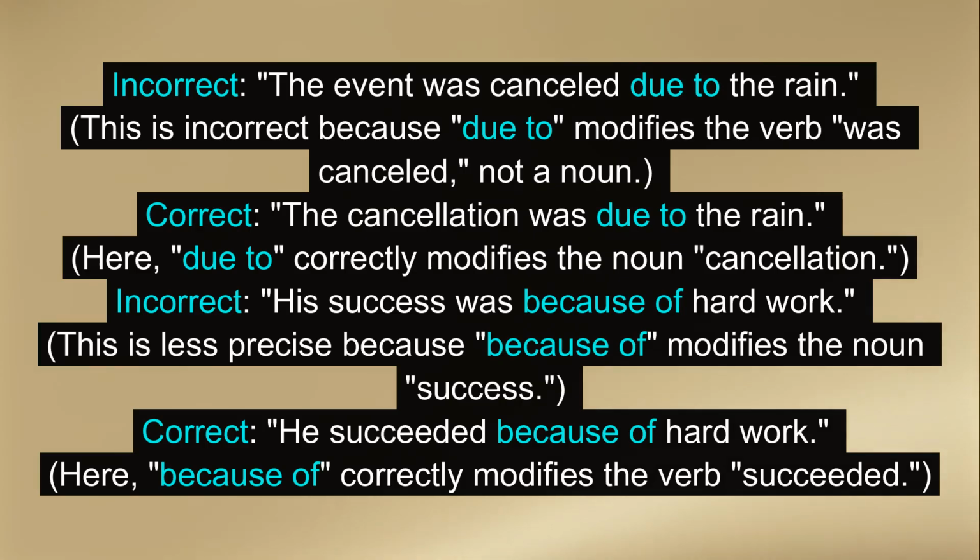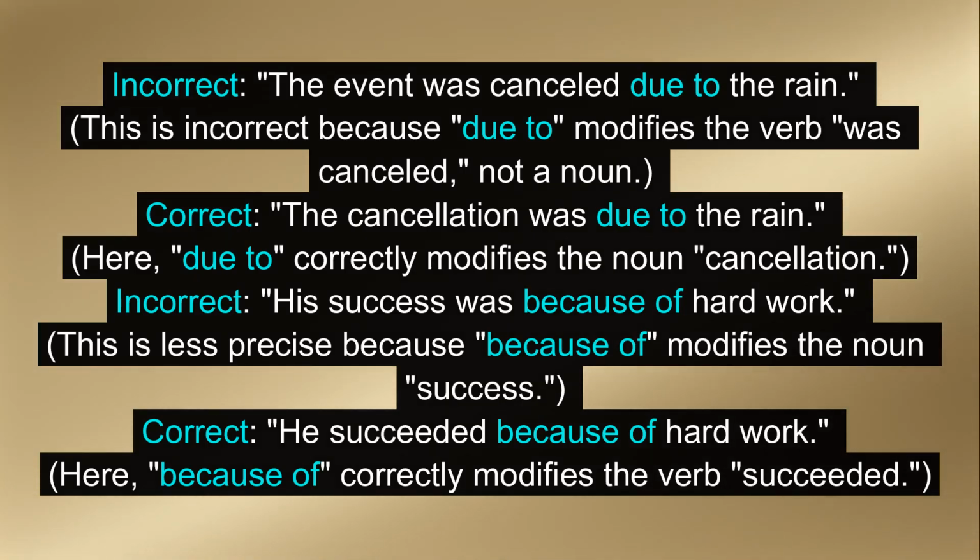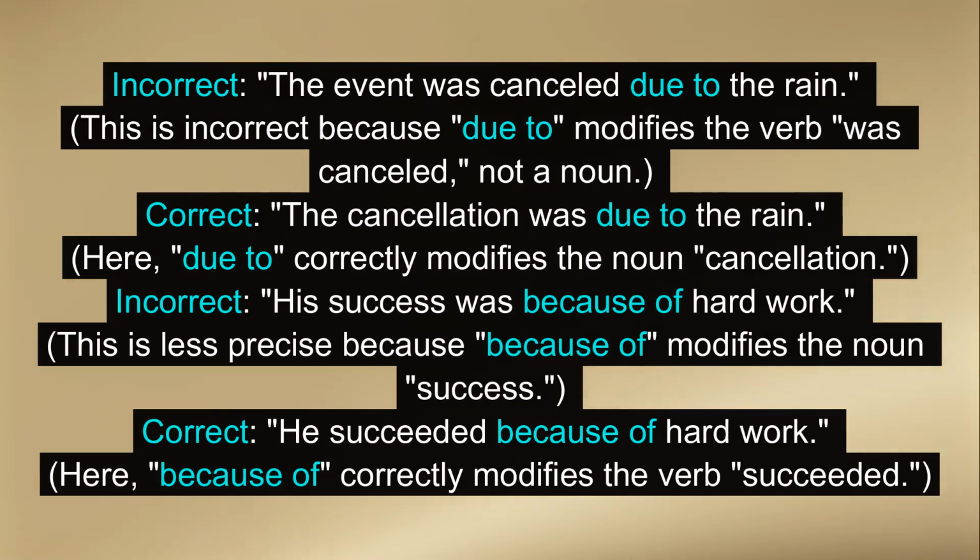Incorrect. The event was canceled due to the rain. This is incorrect because due to modifies the verb was canceled, not a noun. Correct. The cancellation was due to the rain. Here, due to correctly modifies the noun cancellation. Incorrect. His success was because of hard work. This is less precise because because of modifies the noun success. Correct. He succeeded because of hard work. Here, because of correctly modifies the verb succeeded.